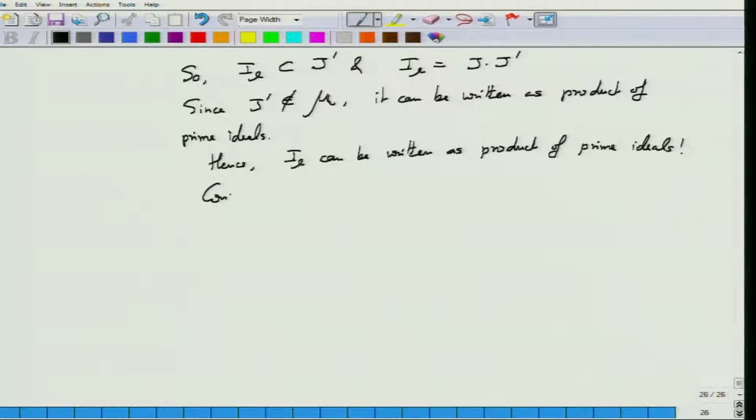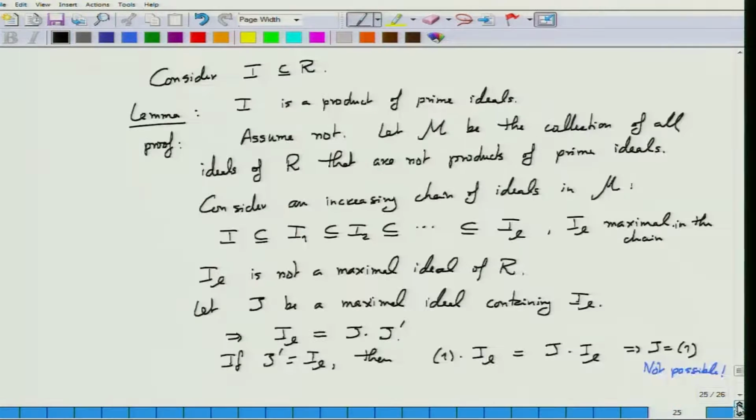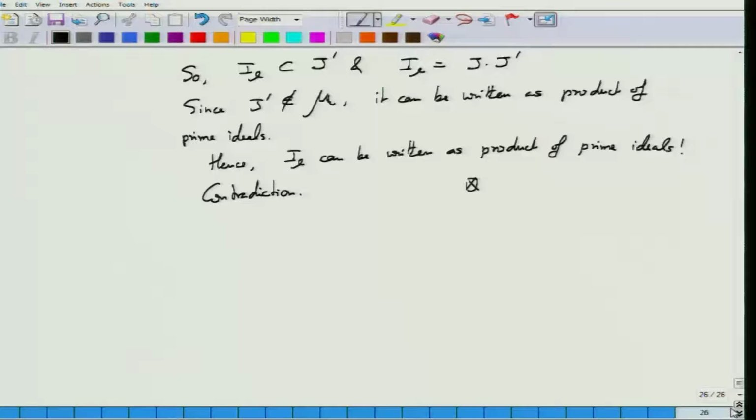And this is a contradiction. So that's the proof of the lemma, which shows that every ideal can be written as a product of prime ideals. And now we need to show that this expression is unique. And that will also follow pretty simply.